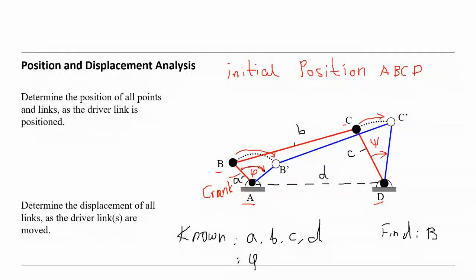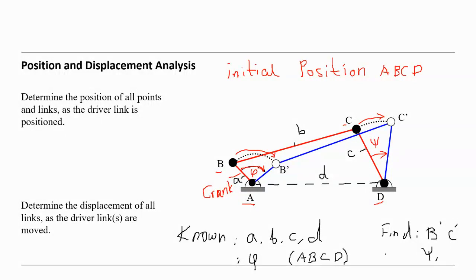B prime, C prime, and C, and also the angle here between are also interesting, but I will talk later about it. So that means we know the initial position. This is A, B, C, D, and we are looking for the new position for a given phi angle.